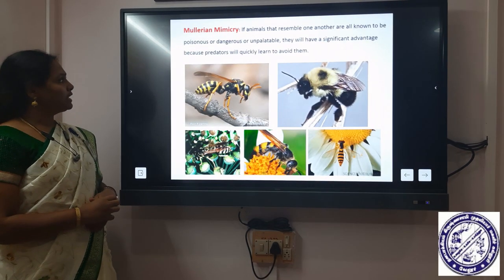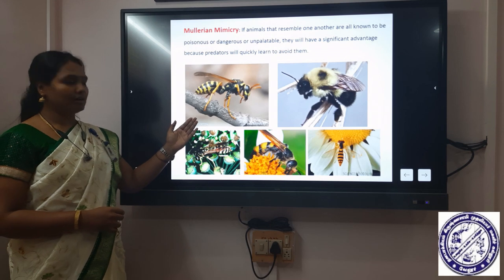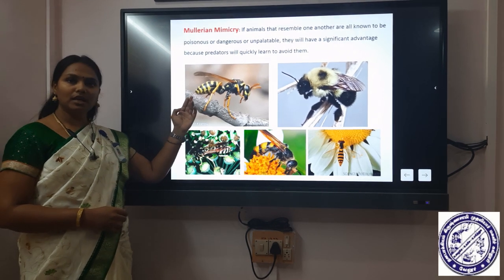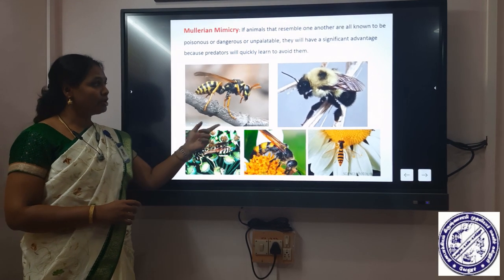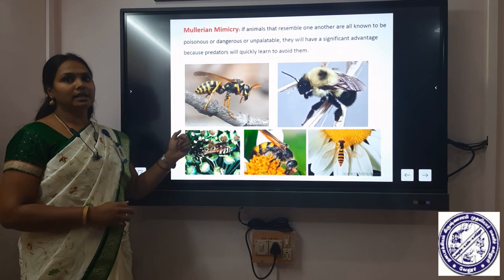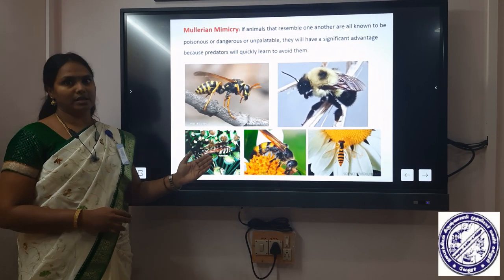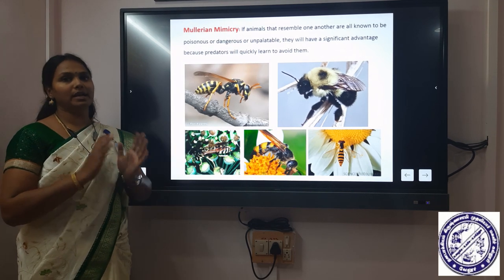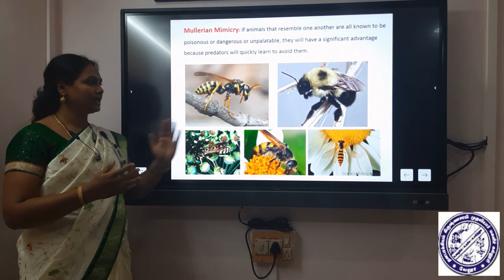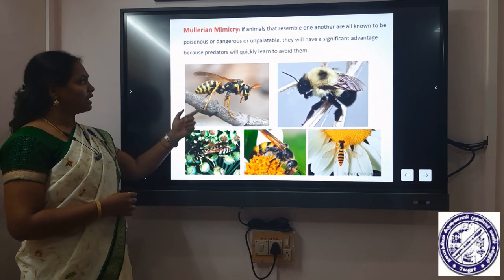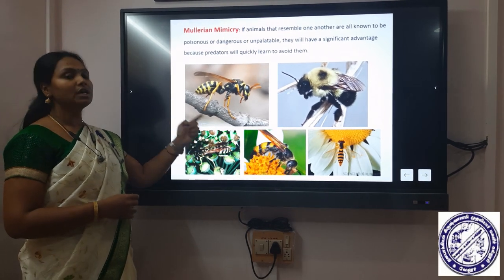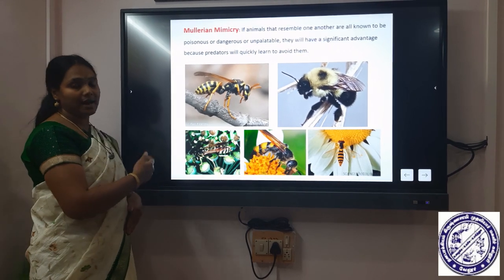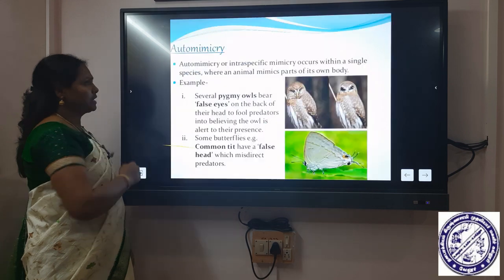Similarly, we can see Mullerian mimicry in many of the wasps. The color pattern, that is the yellow and the black color pattern in many of the wasps, gives benefit to these wasps, because seeing this color pattern, anybody will feel that they are dangerous. So this color pattern in all these wasps is beneficial to them, and it is an example of Mullerian mimicry.